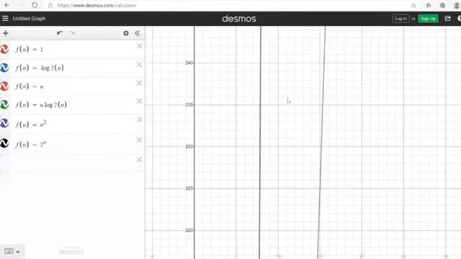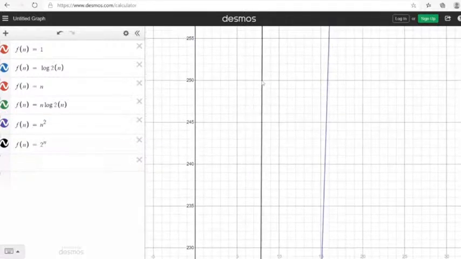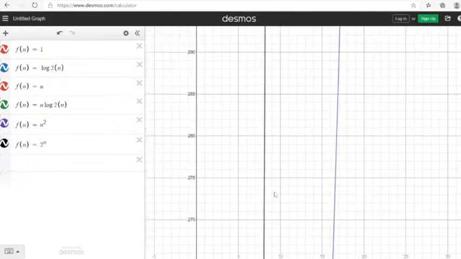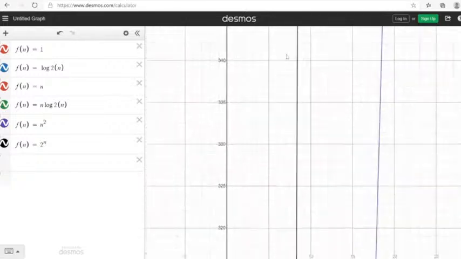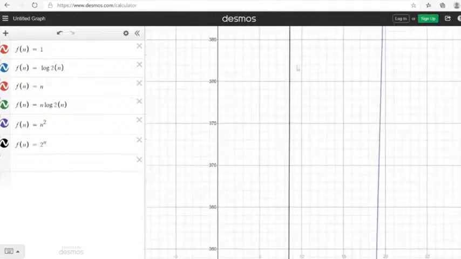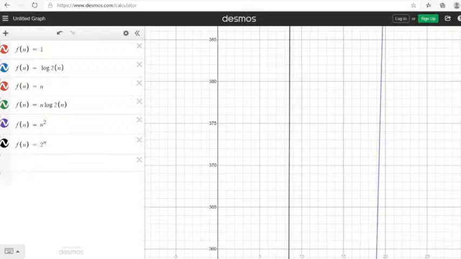Coming to 2 power n, here the input is just 7, around 8, and the answer is 250. It's going very steep, straight up. So I would say that 2 power n has the highest growth. It's the worst of all the time complexities that we have.